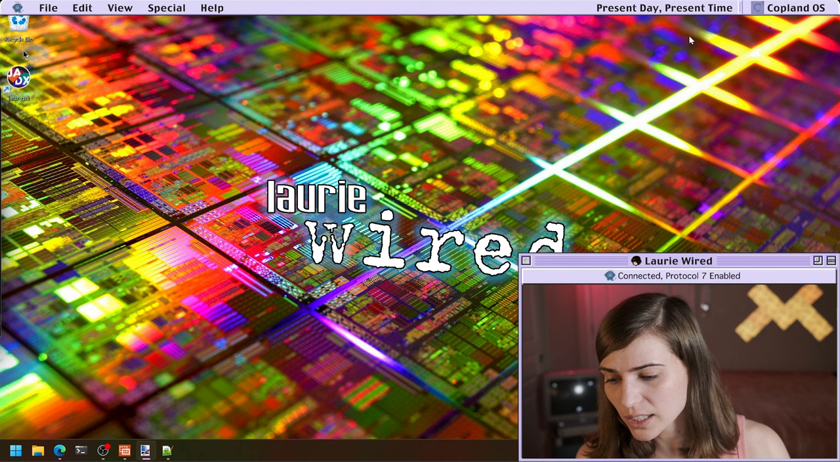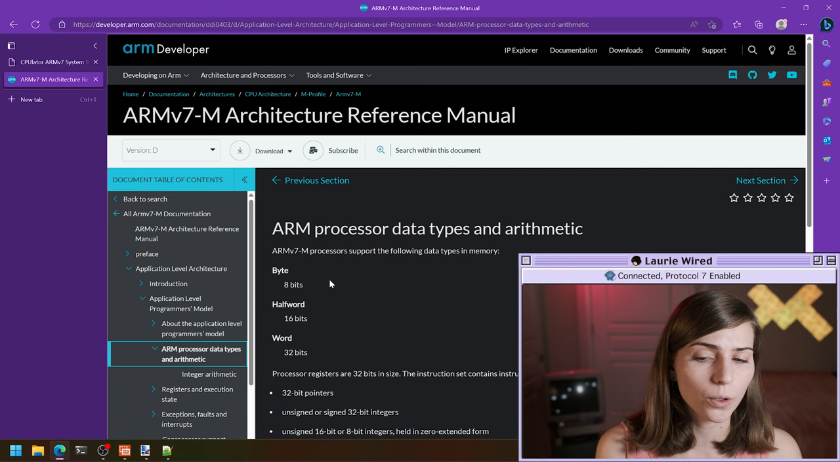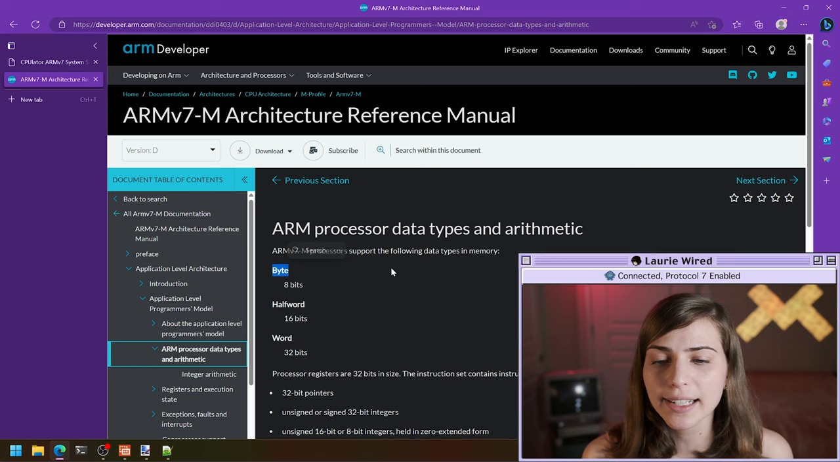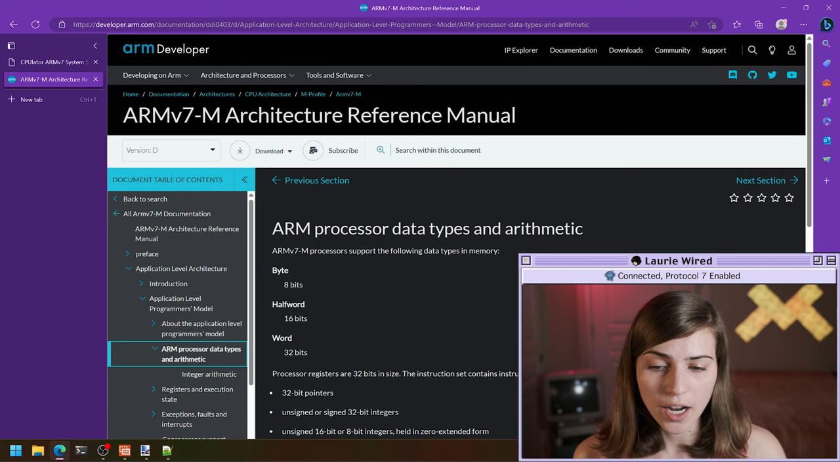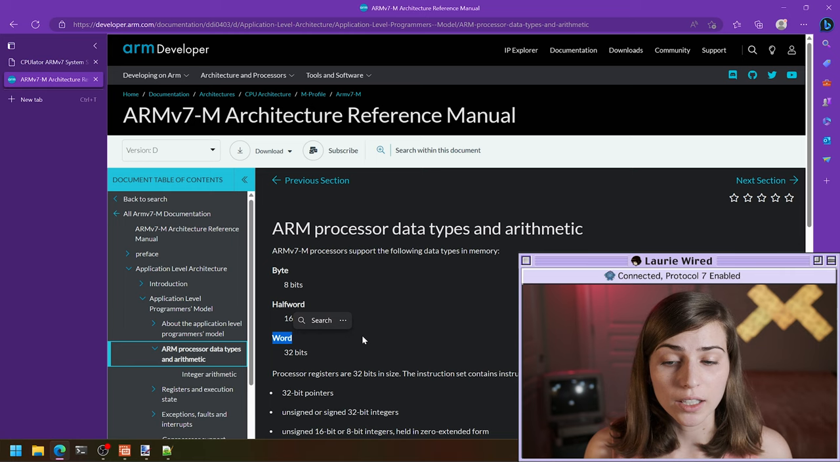So let's open our ARM assembly reference and see the different data types that we have to work with. First of all, we have our byte data type, which is going to be our most basic data type, which is just going to be 8 bits, 8 individual bits of information. We also have our half word, which is going to be 16 bits, and then our word data type, which we use probably most often, is going to be double the amount of a half word, and that's going to be a total of 32 bits.